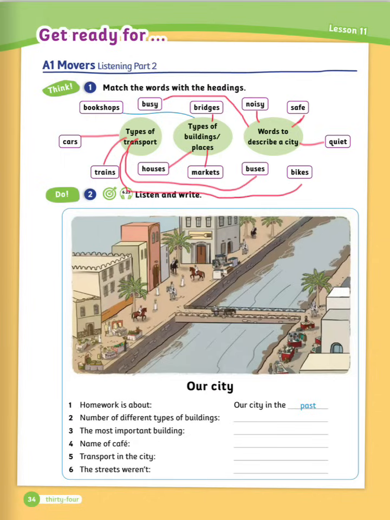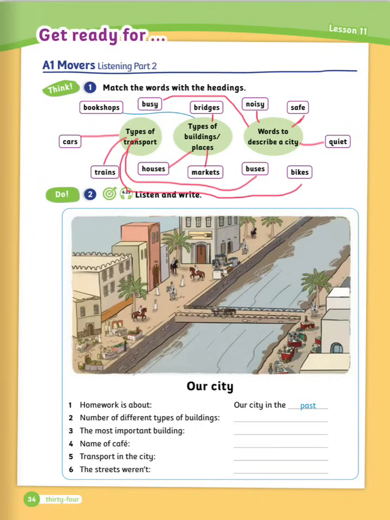Right. And what was the most important building of all? The bridge, I think. Really? What about the markets? No, Mom. There were a lot of markets, but there was only one bridge to get to the markets. Good point. Number 4.